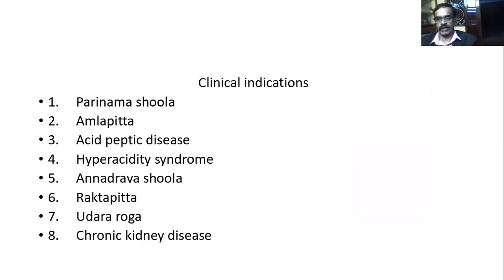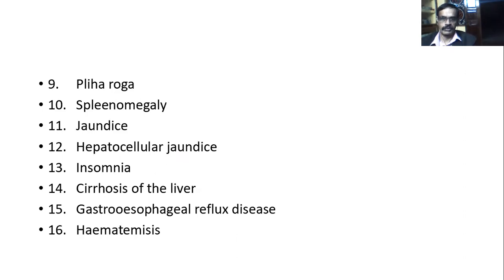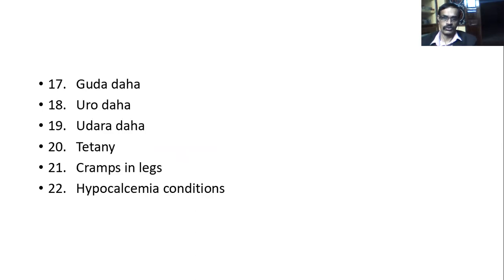And now, after seeing the ingredients and their actions, let us see the clinical indications of Mukta Panchamrita. This is based on the textual reference as well as my personal experience in clinical medicine. Clinical indications are Parinama Shula, Amlapitta, acid peptic disease, hyperacid syndrome, Annadrava Shula, Raktapitta, Udara, chronic kidney disease, Pliharoga, splenomegaly, jaundice, hepatocellular jaundice, insomnia, cirrhosis of the liver, gastroesophageal reflux disease, hematemesis, Udadaha, Urodaha, Udaradaha, tetany, that is in calcium deficiency, cramps in legs, and hypocalcemia conditions.